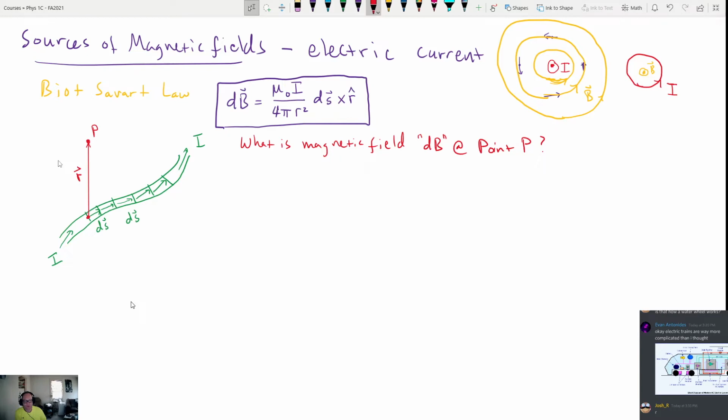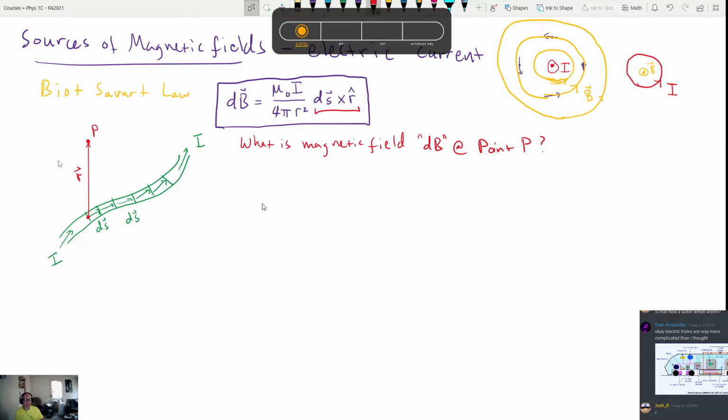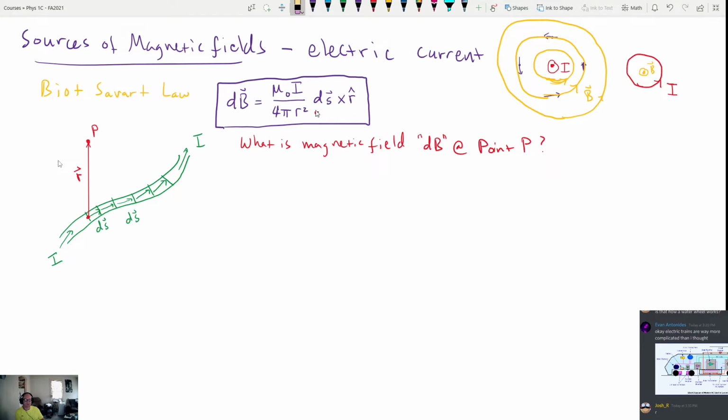Okay, so the size of dB at that location is going to be given by this. Now, there's two parts of this. There's the direction, which is given by this piece, and there's the size, which is given by all the stuff in front of it. Why is undo not working? I don't know. So the direction is going to be given by that. Let's look at that part first.